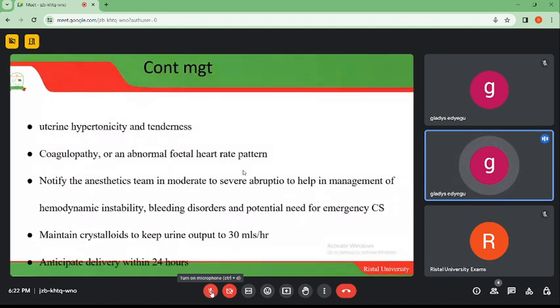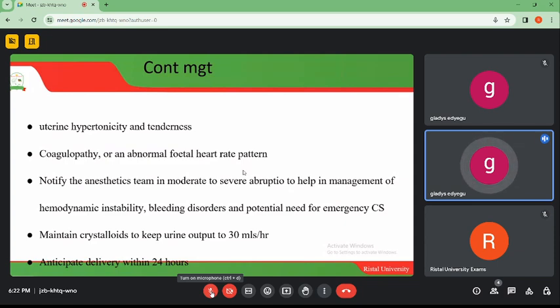Then uterine hypertonicity and tenderness. You may examine this mother and you see that she has this. So you have to make sure that you reduce this. You can tocolyze the mother to reduce the hypertonicity of the uterus. The uterus is contracting and it will increase more pain. And also, if the placenta was partially separated, it can even separate completely. So you also have to continue monitoring the fetal heart and make sure that the patterns are normal, between 120 to 160.